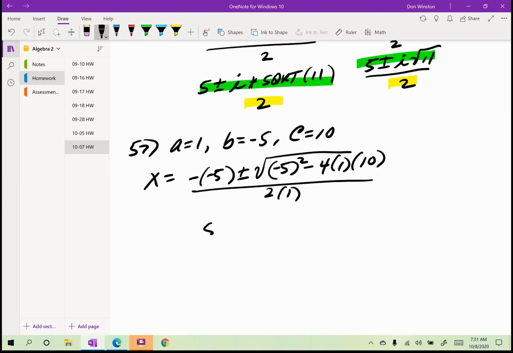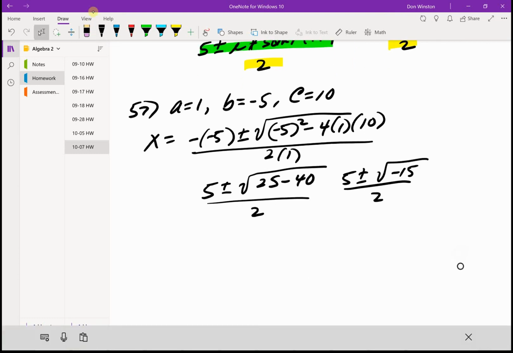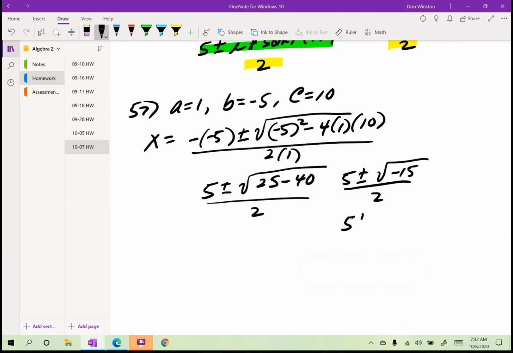And then we have 5 plus or minus, so that would be 25 minus 40, all over 2, so it would be 5 plus or minus the square root of 25 minus 40, which is negative 15, over 2. This is 57. And then we'd have 5 plus or minus i root 15 over 2.